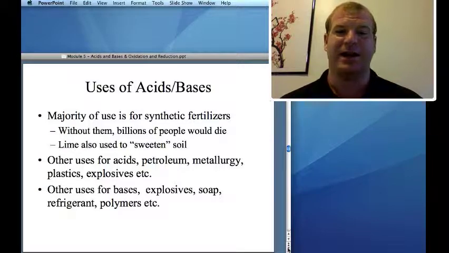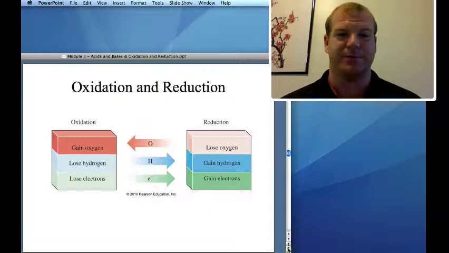Lime is also added, calcium hydroxide. It's added to sweeten soil. Sweeten means it makes it more alkaline. Also used for petroleum and acids. Petroleum's metallurgy to make things like nitrided steel, plastics, explosives, these types of things. Bases can also be used to make explosives. Soap is used. Refrigerant. So ammonia is used oftentimes as a refrigerant, to make polymers and so on. So it's not just fertilizers, but fertilizers is the vast majority of their usage, on the order of 3/4.